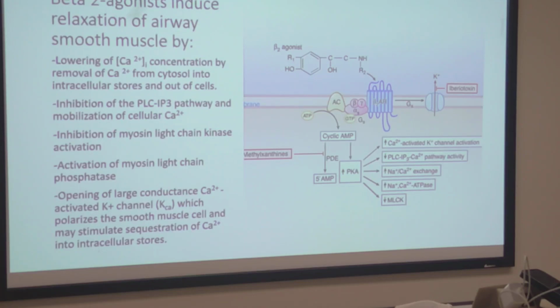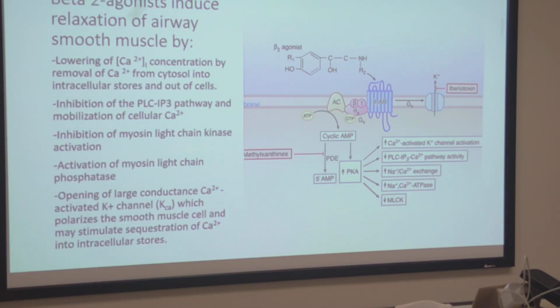So cyclic AMP will increase PKA, and the increased PKA will activate the calcium activated potassium channels. It will decrease PLC IP3 calcium pathway activity. It will increase sodium calcium exchange. Also it increases the calcium ATPase. And so these are the four pathway signals which are relevant for your study, of how these beta adrenergic agonists cause vasodilation or bronchial dilation.